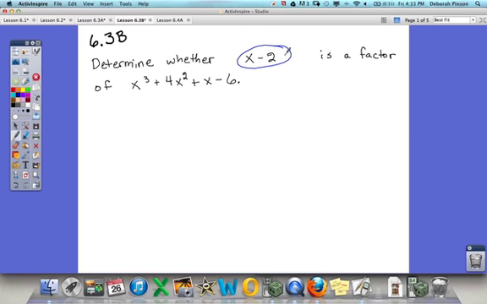Okay, so if I want to see if x minus 2 is a factor of this thing, then I'm going to divide by it. Now I'm going to do synthetic division, so the 0 for x minus 2 is 2. If I set it equal to 0 and solve, I get x equals 2, and I'm going to put my coefficients across here. And I'm going to go through and do synthetic division.